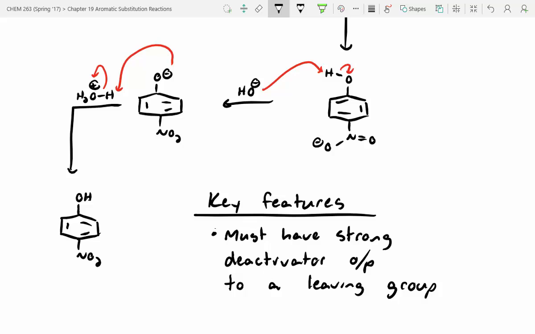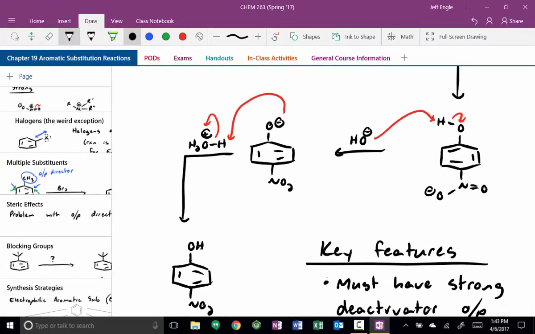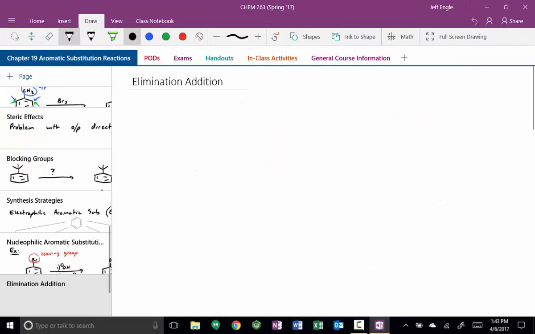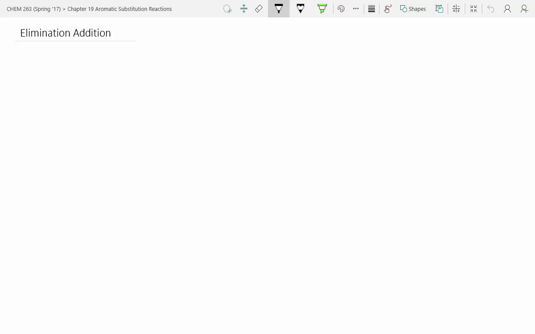All right, there's one last reaction for this chapter that's also similar to aromatic substitution, but slightly different. In fact, you guys saw a little bit of it on last term's final without even knowing it. I wasn't trying to trick you guys, I promise. This is called Elimination Addition.